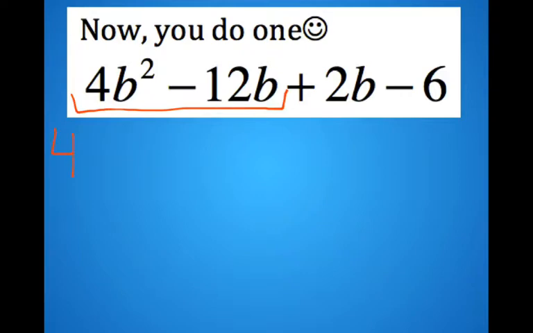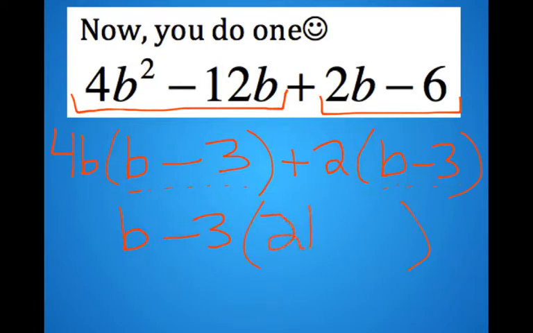So for this one, we have a 4b in common, so we take that out and then see what's left. And then the next 2 terms have a 2 in common, and then we see what's left, so b minus 3 is left. Then we notice that b minus 3 is what they have in common, so we take that out. And then we have 4b plus 2.